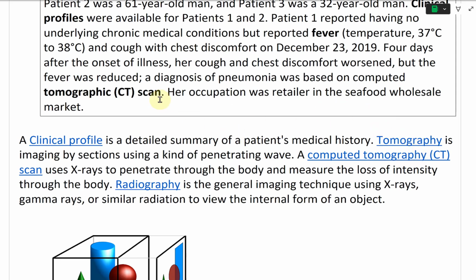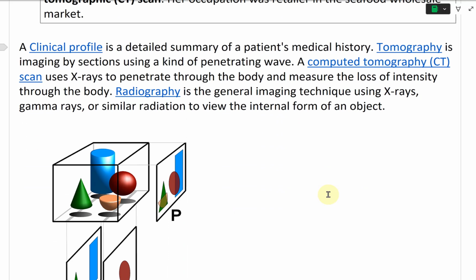And let's go over this. Tomography is imaging by sections using a kind of penetrating wave. And a computed tomography CT scan uses X-rays to penetrate through the body and measure the loss of intensity through the body. And radiography in general is just a general imaging technique using X-rays, gamma rays, or similar radiation to view the internal form of an object.